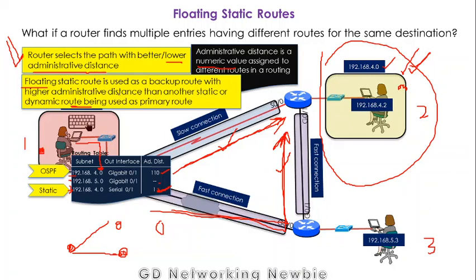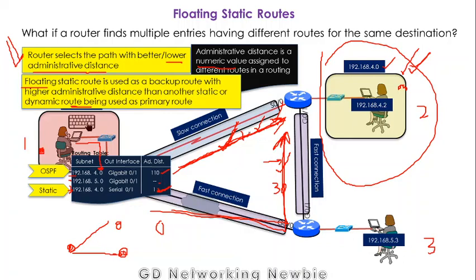So a floating static route is actually a backup route, and that route will come into play, or be activated, when the primary route fails. To make this route a backup route, we just increase the administrative distance of this route as compared to the primary route. So if the administrative distance of the backup route is higher than this route, for example, this is 1 and this is 30, then definitely this will be selected as per this rule, and this will not be selected.